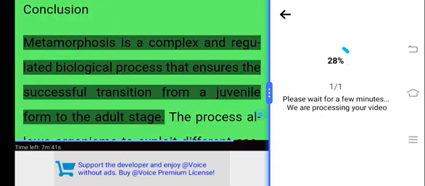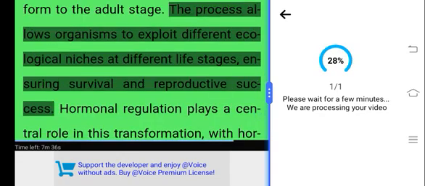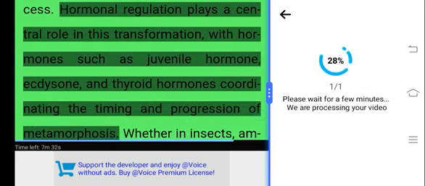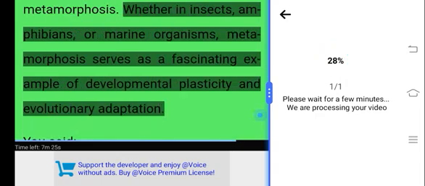Conclusion: metamorphosis is a complex and regulated biological process that ensures a successful transition from a juvenile form to the adult stage. The process allows organisms to exploit different ecological niches at different life stages, ensuring survival and reproductive success. Hormonal regulation plays a central role in this transformation, with hormones such as juvenile hormone, ecdysone, and thyroid hormones coordinating the timing and progression of metamorphosis. Whether in insects, amphibians, or marine organisms, metamorphosis serves as a fascinating example of developmental plasticity and evolutionary adaptation.